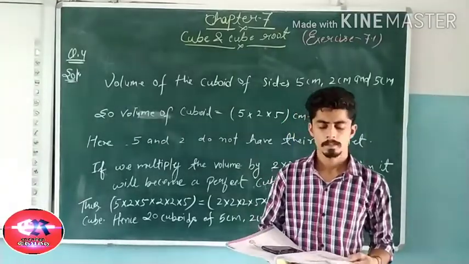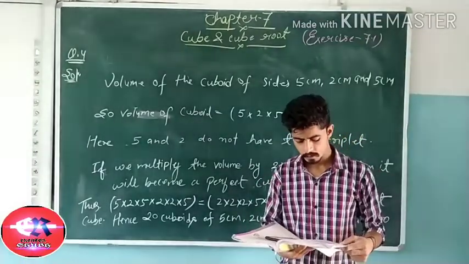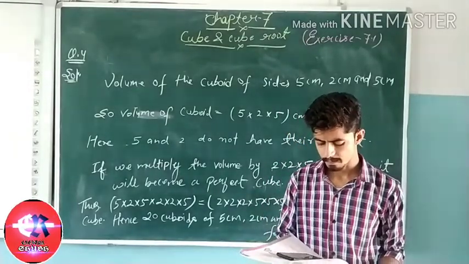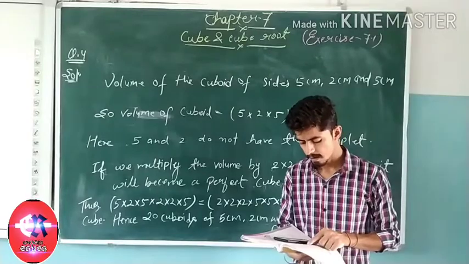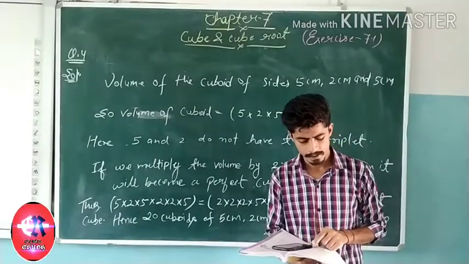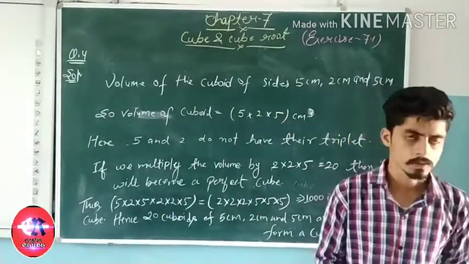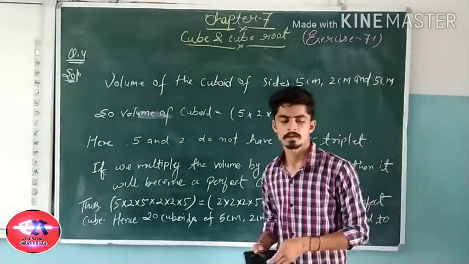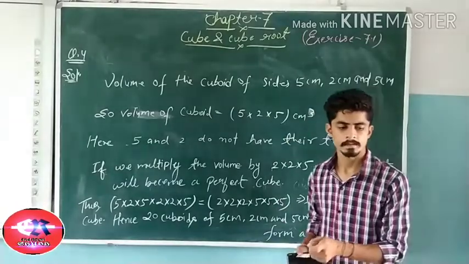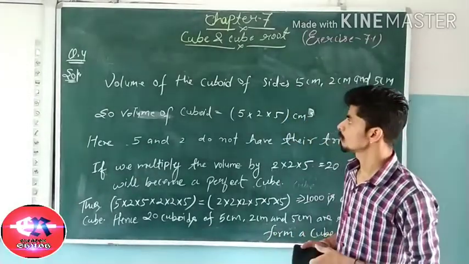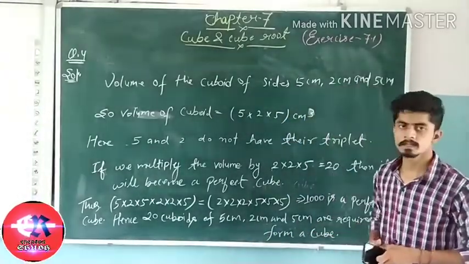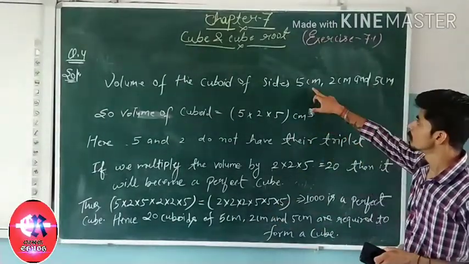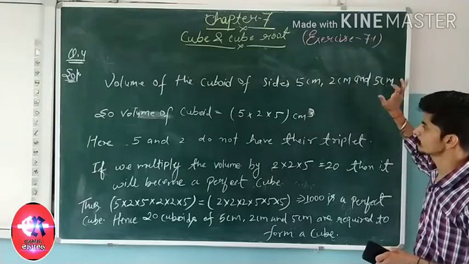So the next question is question number 4. Parikshit makes a cuboid of plasticine of sides 5 cm, 2 cm and 5 cm. How many such cuboids will he need to form a cube? In this question, the sides of a cuboid are given: 5 cm, 2 cm and 5 cm. The volume of a cuboid is length into breadth into height.